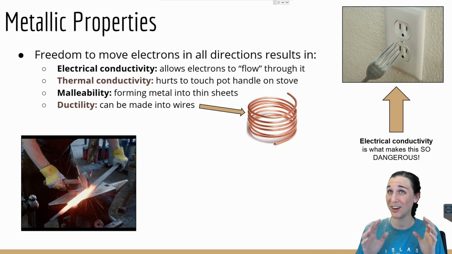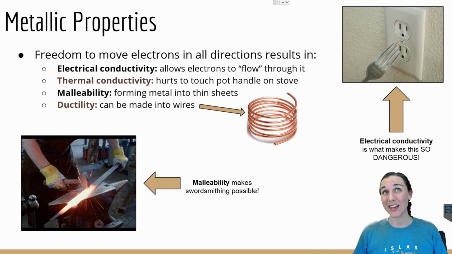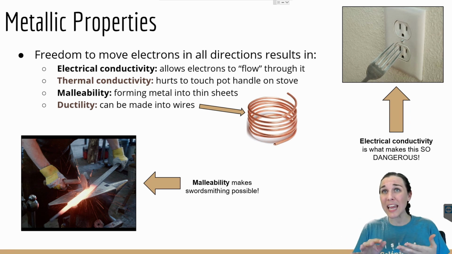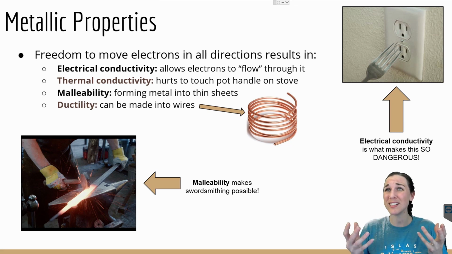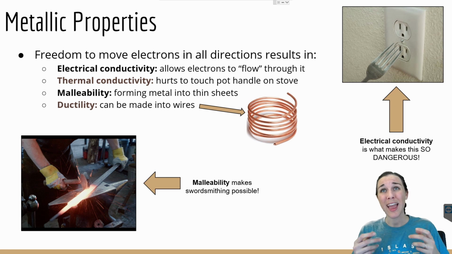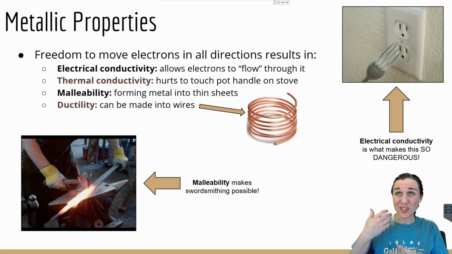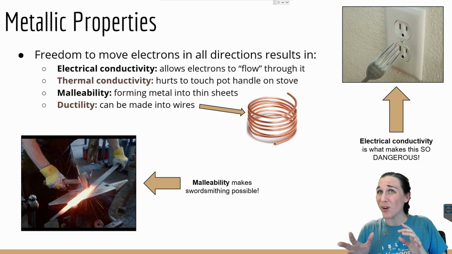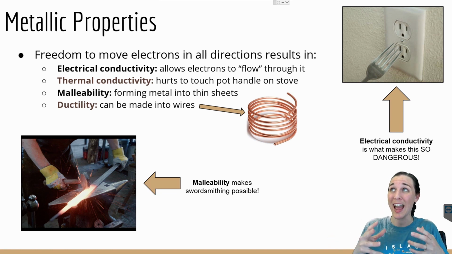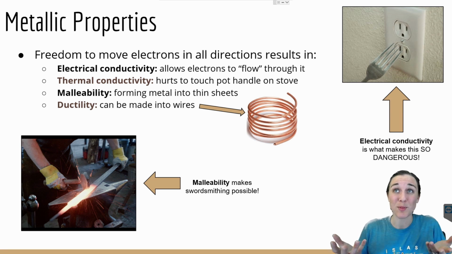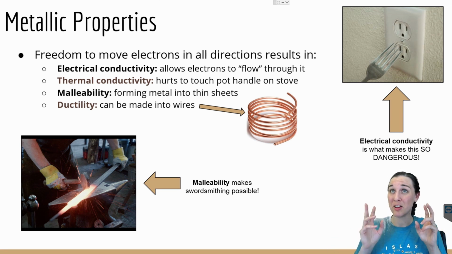I'm sure they're hilarious. And also, malleability, in addition to making thin sheets for coins and for gold plating and for jewelry and for all these other things, is the whole reason why swordsmithing was possible. And the ability to make shields for war and battle and all that jazz. It's really important in history, the fact that we actually had weapons to use, and all of that was due to the metallic property of having a sea of electrons.